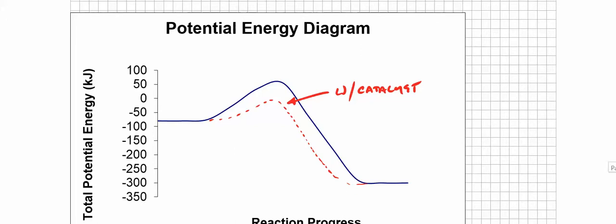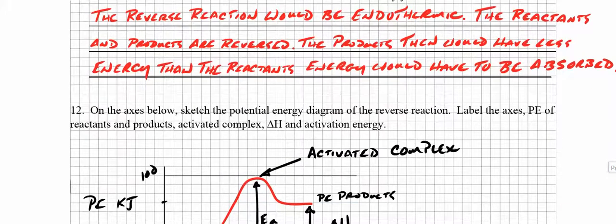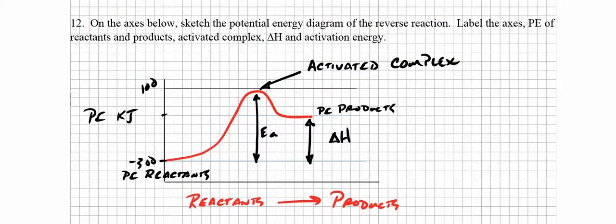In fact, let's make a sketch. The next question asks us to make that sketch. It says, on the axes below, sketch the potential energy diagram of the reverse reaction. So that's what I've done here. Label the axes, potential energy of reactants and products, activated complex, delta H, and activation energy. So I've simply reversed the reactants and the products. We start low now and we go high.